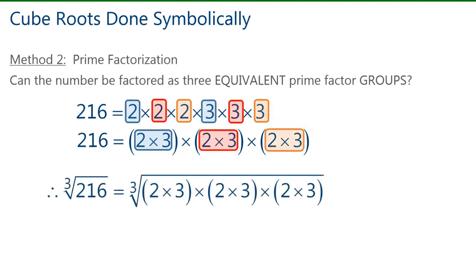So the cube root of 216, which is the cube root of these 3 identical groups of 2 times 3, is a single group of 2 times 3, which is 6. So the cube root of 216 is 6.